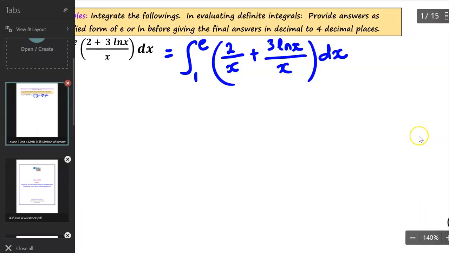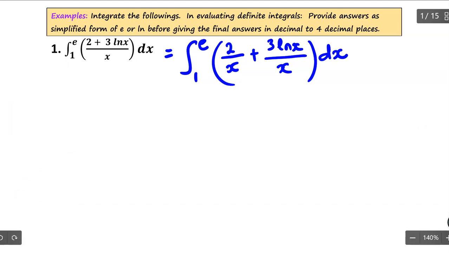Okay, so let's get back to this. Originally, I was saying that I break this into two, okay? Because I will apply the property of integrals right here. I will break this into two integrals, so then it's easier for me to integrate.